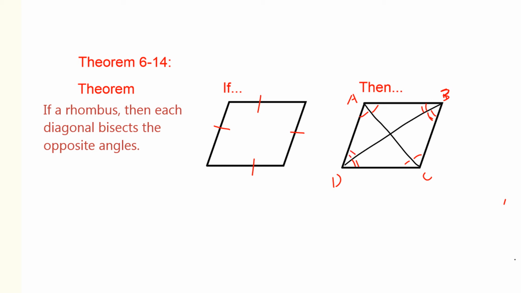A and C are already congruent, right? Because they are opposite angles. So therefore, all four angles that are bisected are going to be congruent, and the same thing with B and D.